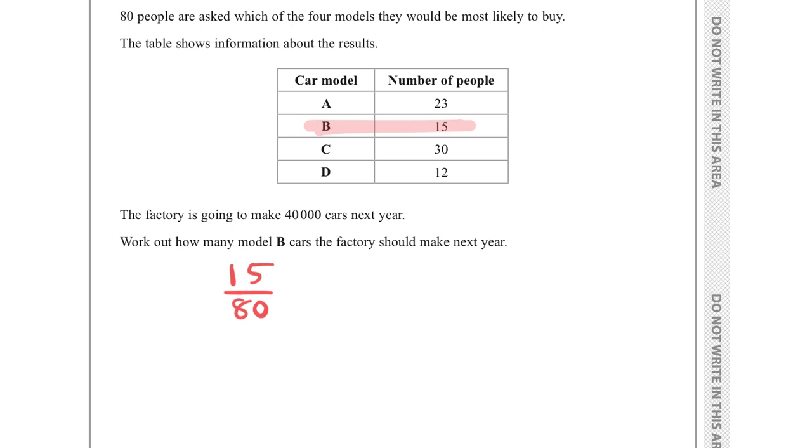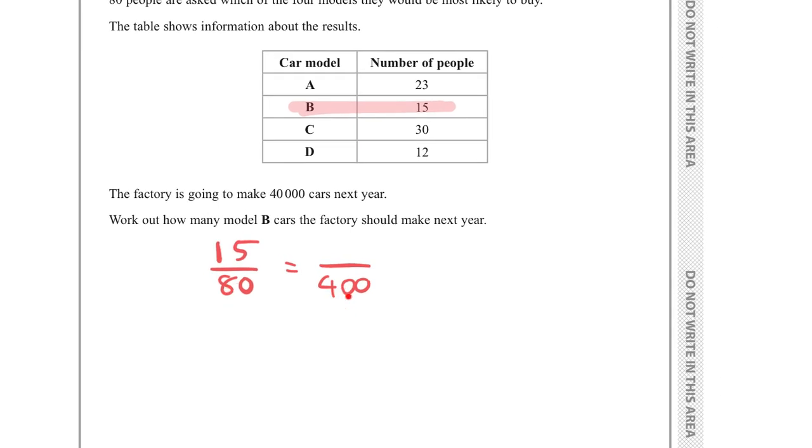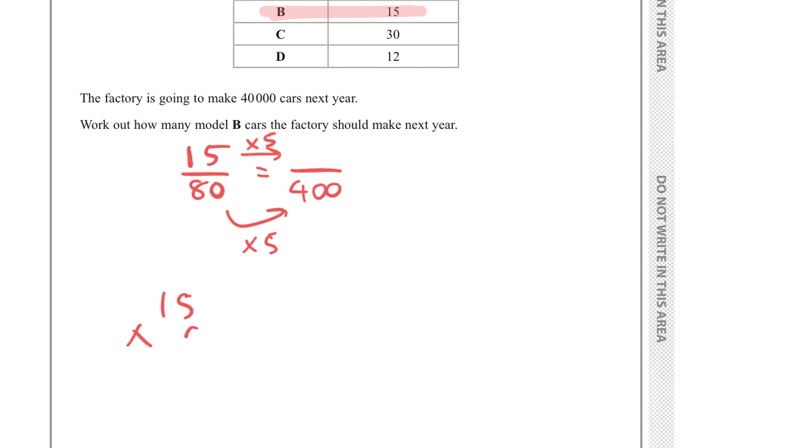And we need to know how many out of 40,000. So instead of it being out of 80, we need to be out of 40,000 as the total. Not super easy, but can we get to over, say, 400? That might be doable. So how many 8s go into 400? Well, that would be multiplying it by 5. So we're going to do 15 times 5. Let's just do some columns just to be sure. 5 5s are 25. 5 times 1 is 5 plus 2 is 7. So that's 75 over 400, right?